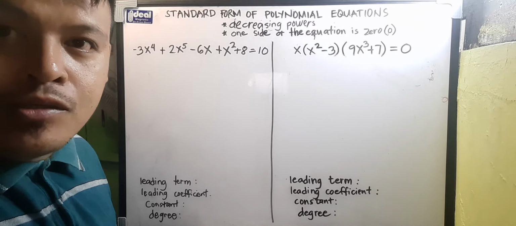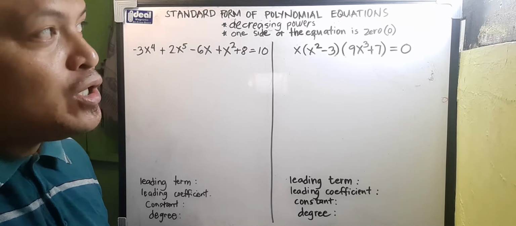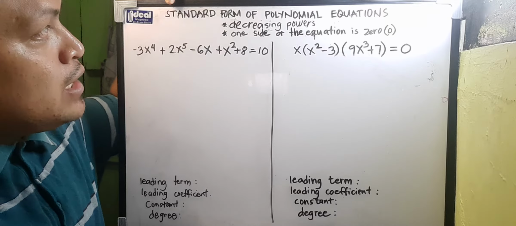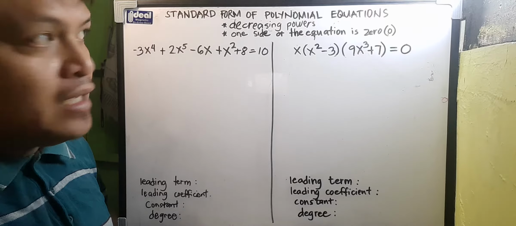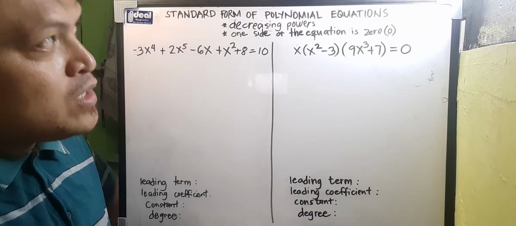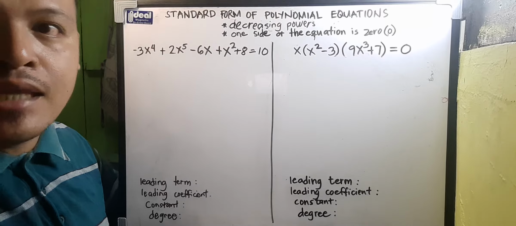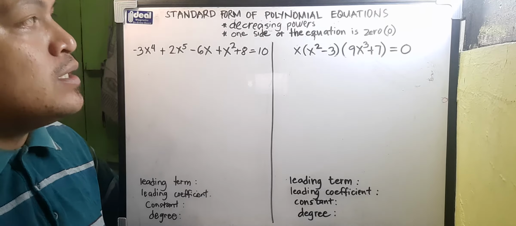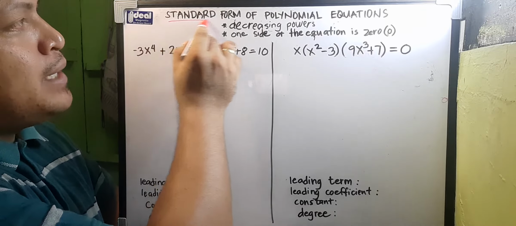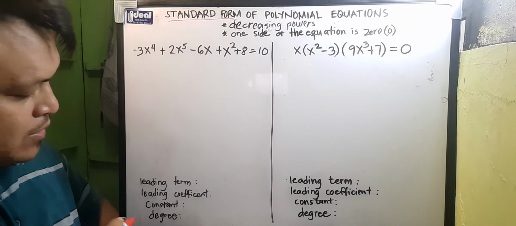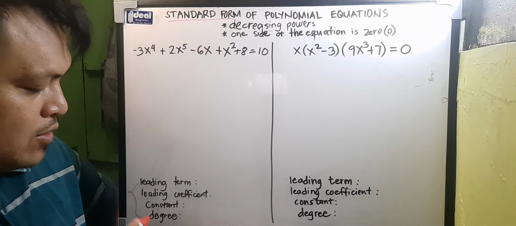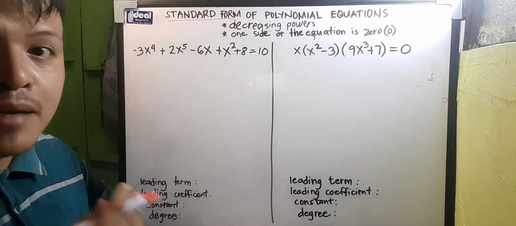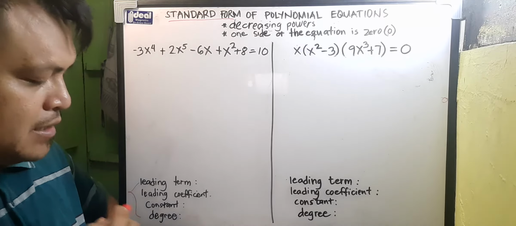Ipapakita ko sa video ito kung paano magre-write ng polynomial equation into standard form. So, after determining that a given equation is polynomial, we can write that equation into standard form para malaman natin ang mga properties na to: the leading term, leading coefficient, constant, and the degree. Para malaman natin agad-agad ang mga properties na to.